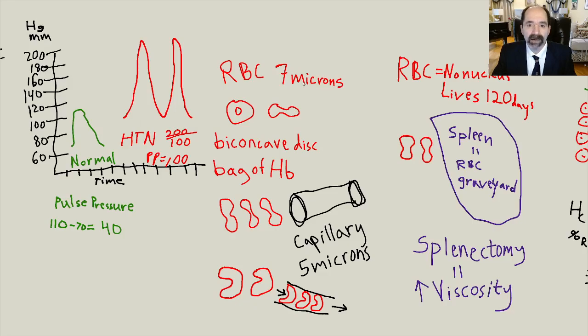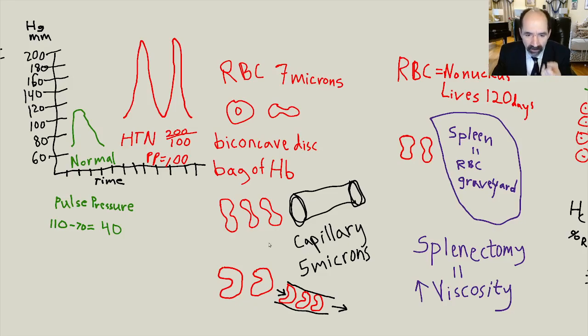The next thing I want to talk about is red blood cells. A typical red blood cell here is about 7 microns, and that's just a little bit bigger than a capillary. A typical capillary here is about 5 microns. And because of that, down here you can see the red blood cells deforming. The red blood cell has to deform in order to pass through the capillary.